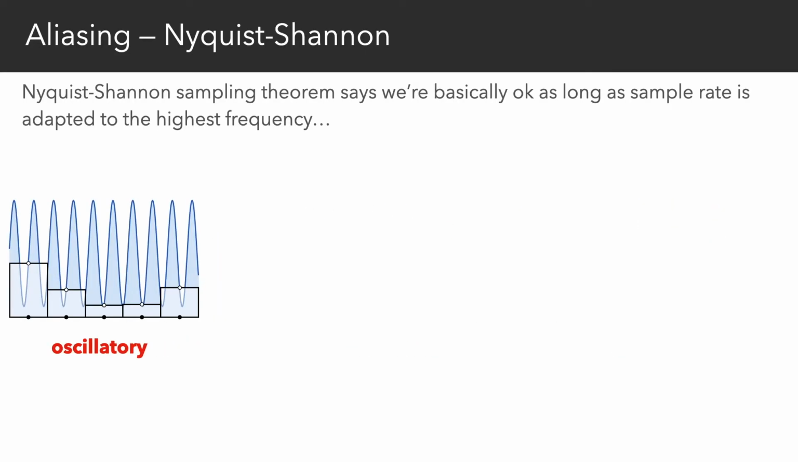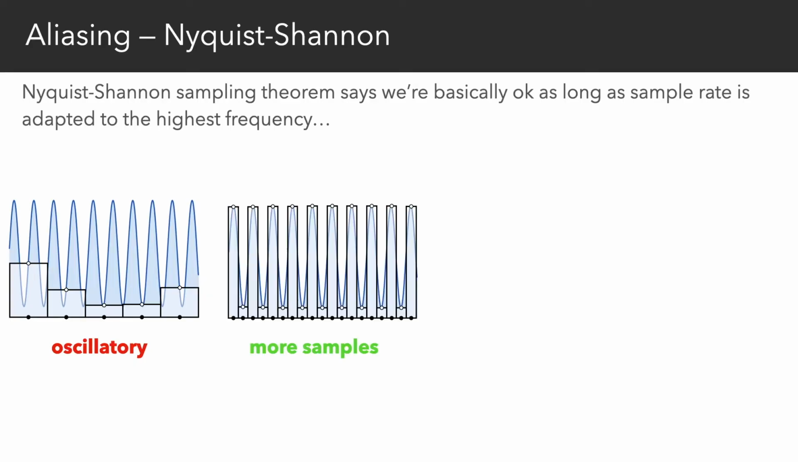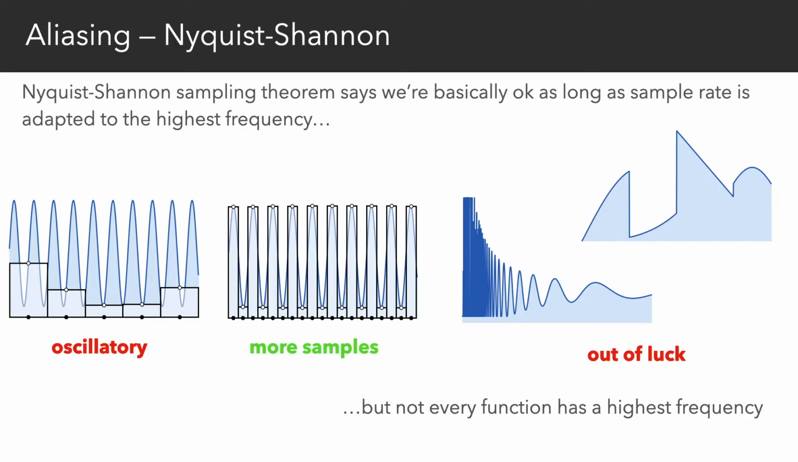The Nyquist-Shannon sampling theory does say that we will avoid aliasing as long as the sample rate, or the size of our intervals, are adapted to the highest frequency. Yet not every function has a highest frequency, and in these cases, quadrature will likely fail completely.